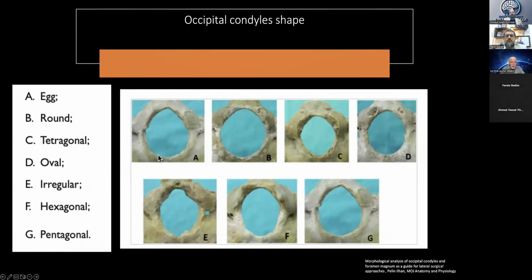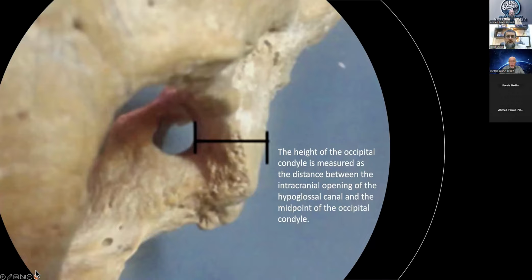For example, in this case, letter A, the foramen magnum has the shape of an egg. In the second, this is round. The C, tetragonal, oval, irregular. This is foramen magnum irregular. This is defined as hexagonal. This is pentagonal. So the foramen magnum has several shapes.